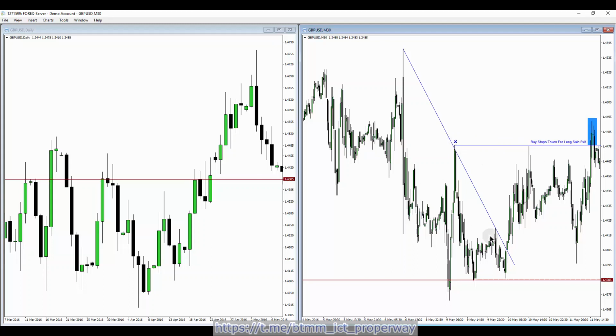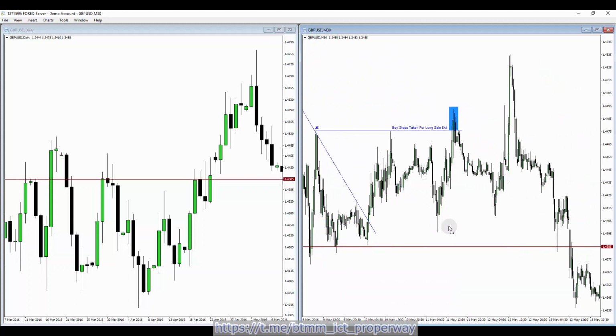Then you'd be permitted to see lower prices because we've seen the highs taken out here for the form of a buy stop raid, and then now the liquidity below here would be allowed to be tested. And you see that happening there.